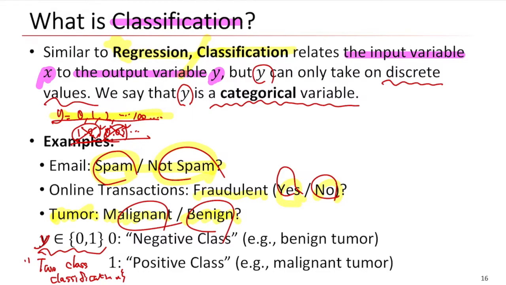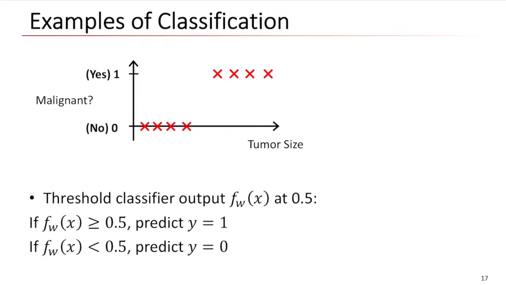The class will be 0 or 1. Class 0 means the negative class, and class 1 means the positive class. So this is the general classification problem setting. Let's see an example. What is the classification problem?